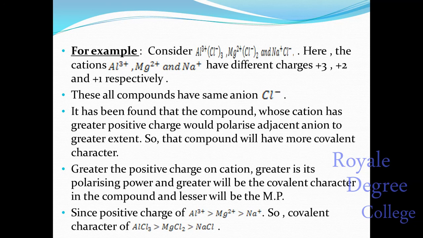Since the positive charge of the Al3+ ion is greater than the Mg2+ ion, and the Mg2+ ion is showing more positive charge compared to the Na+ ion, the covalent character of aluminium chloride is greater than that of magnesium chloride. Magnesium chloride's covalent character is more compared to that of sodium chloride.